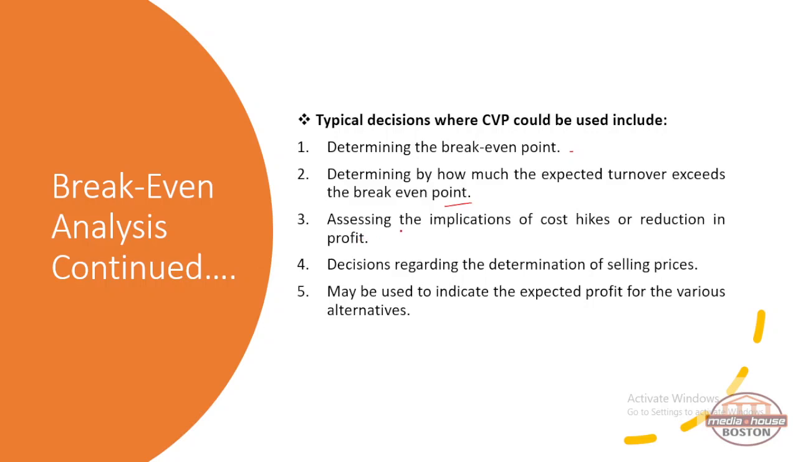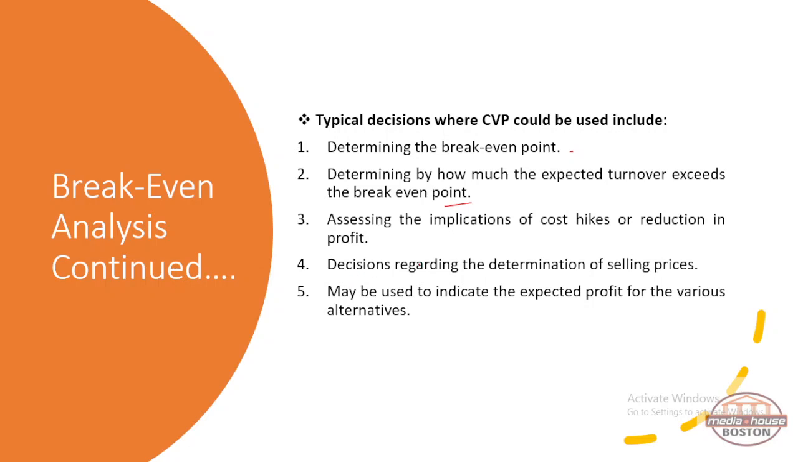And then number three, it's assessing the implication of cost hikes and reduction in profit. So it also allows us to put a margin of safety in place, where we say that the cost of our production might go up. This means that our break-even point might change and therefore require more units. So that's when we bring the margin of safety into place and say let's add an extra 10% to our break-even point, and therefore this will account for any hike in cost. And if there is a reduction in profit as well, this will also cater for that, and therefore this will become our new break-even point.